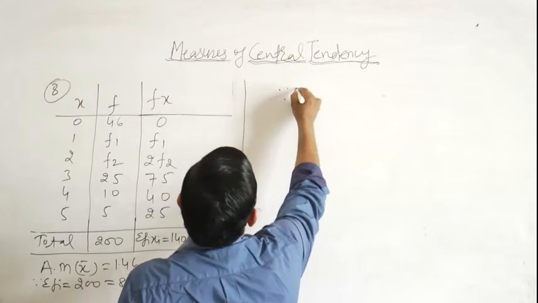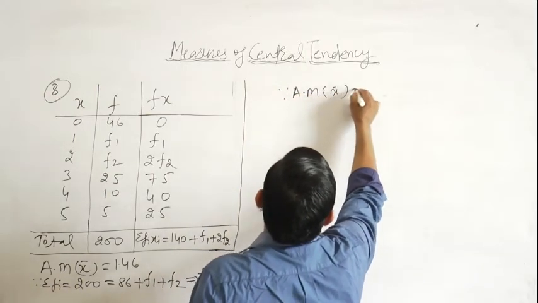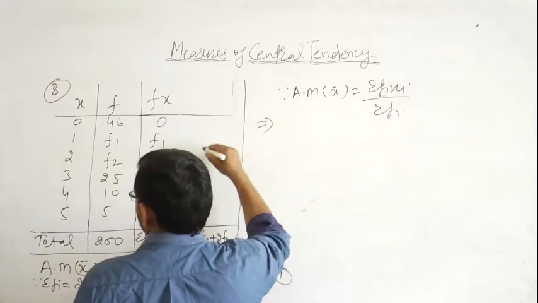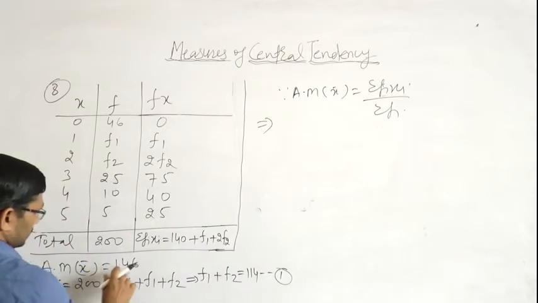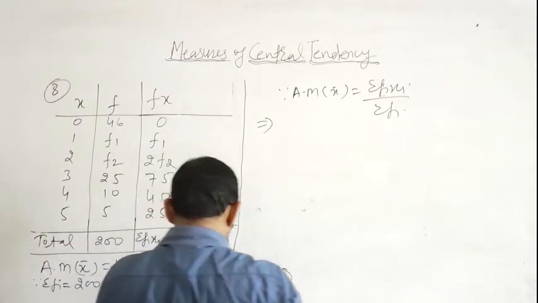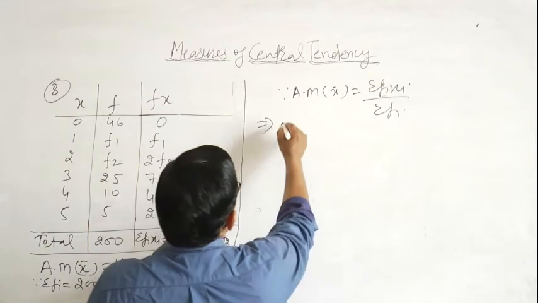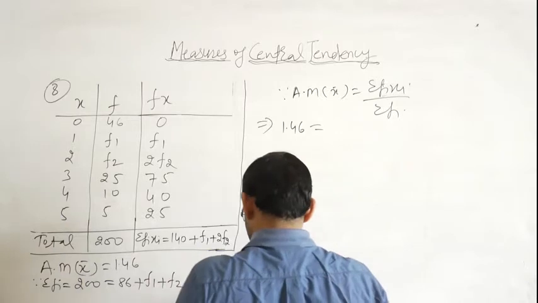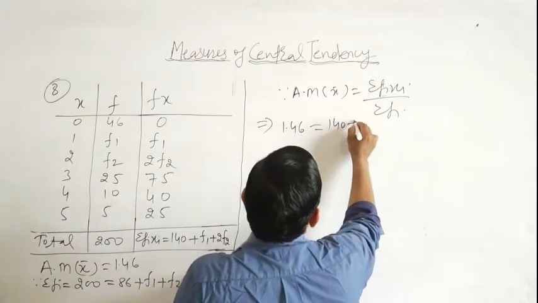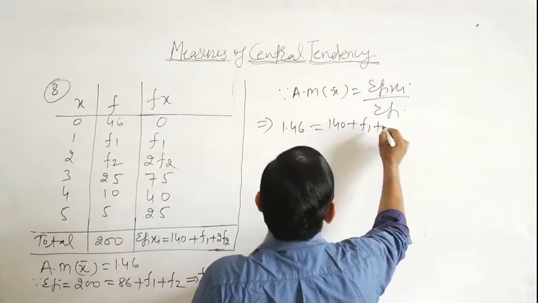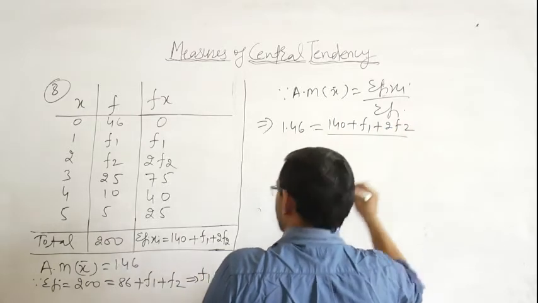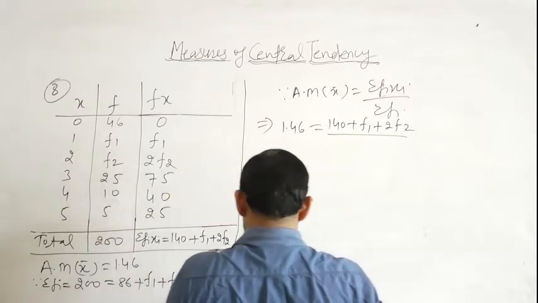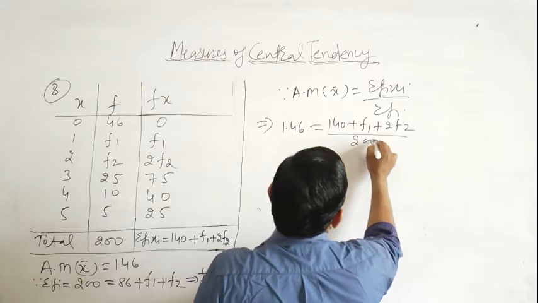We know that arithmetic mean x bar is equal to sigma fi xi upon sigma fi. Here arithmetic mean is given as 1.46. So 1.46 is equal to sigma fi xi, which is 140 plus f1 plus 2f2, divided by sigma fi. Sigma fi is 200.